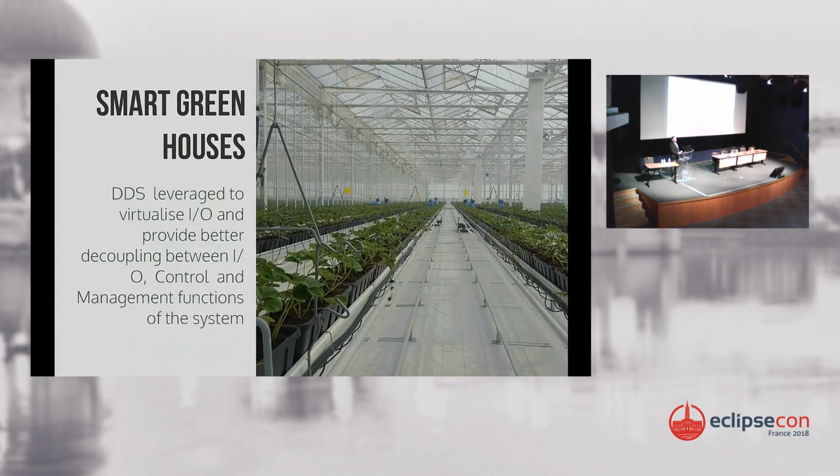DDS is also used in agriculture. So here you can see the example of smart greenhouses, but it's also used in cow milking robots, and in harvester machines that use DDS to synchronize with each other and collaborate smoothly on the field.